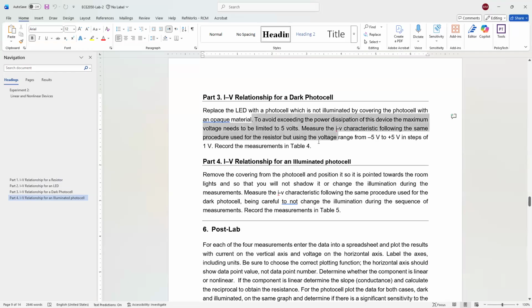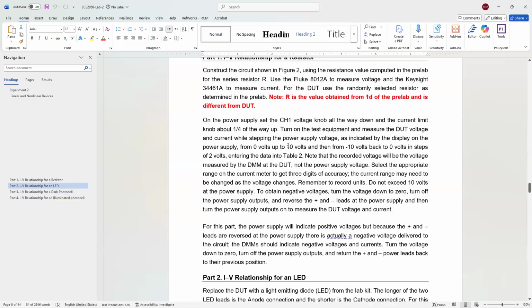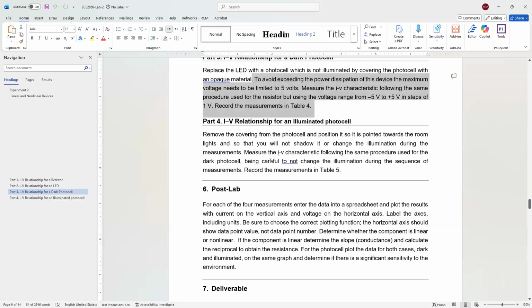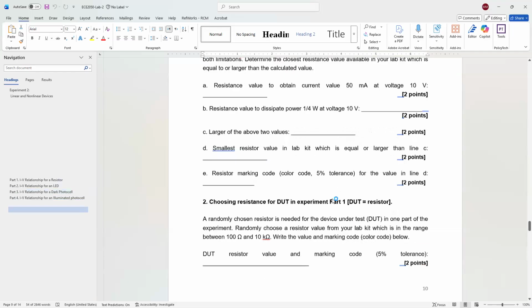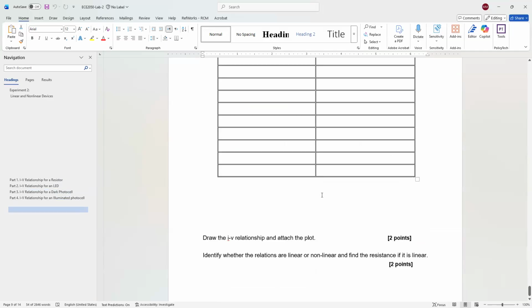Again, be careful in this experiment. In the two previous experiments, I told you the range should be from positive 10 to negative 10. But here I'm asking you to limit it to 5 volts, so from negative 5 to positive 5, because greater than that you may damage the photo cell. That's it. And then for each one of them, you have a table. Just fill in everything you have to do.